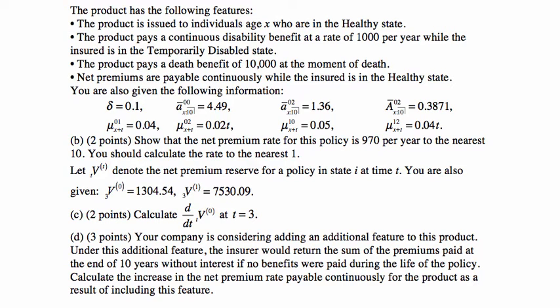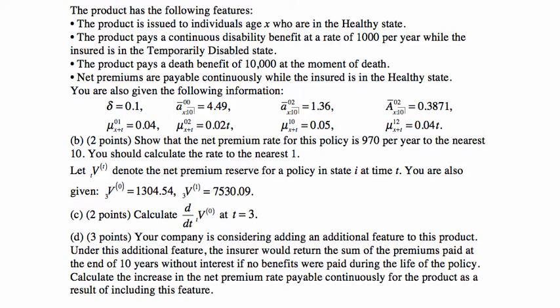And here's some more information. The product has the following features. The product is issued to individuals age x who are in the healthy state. The product pays a continuous disability benefit at a rate of $1,000 per year while the insured is in the temporarily disabled state. Notice the payment of the disability benefit is continuous. The product pays a death benefit of $10,000 at the moment of death, so that's also a continuous mode of death benefit payment. Net premiums are payable continuously while the insured is in the healthy state.